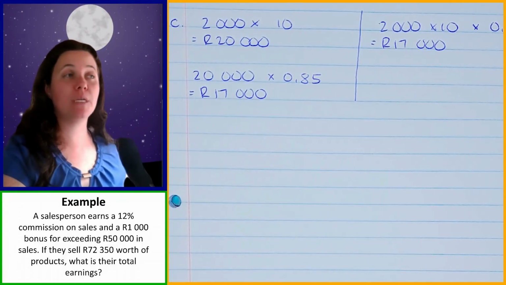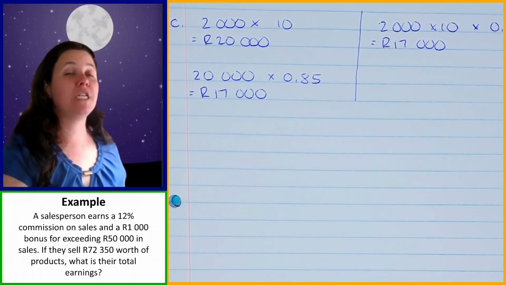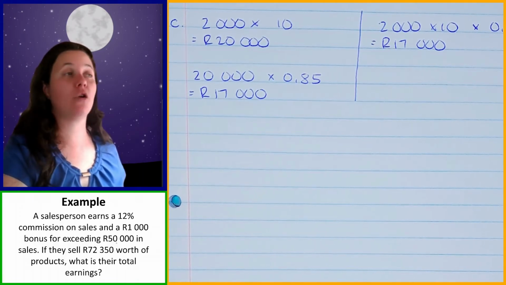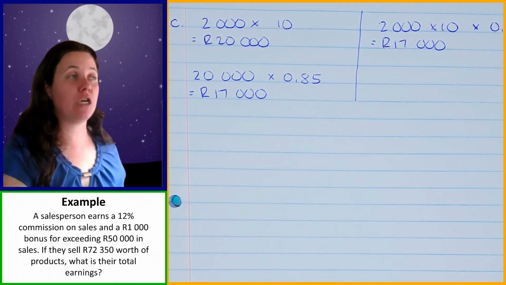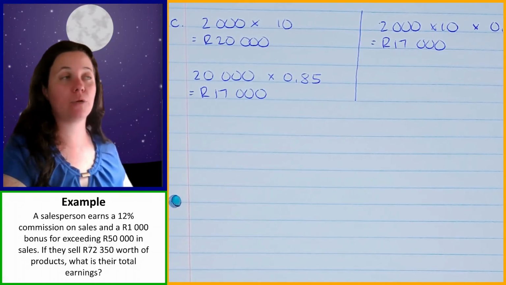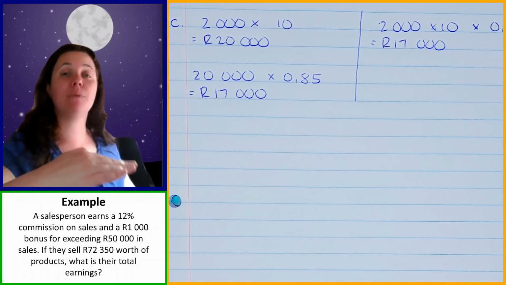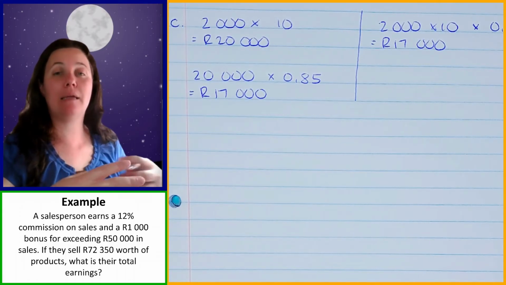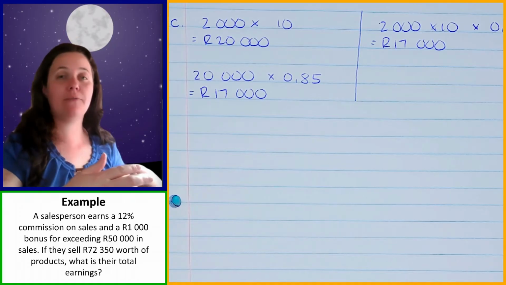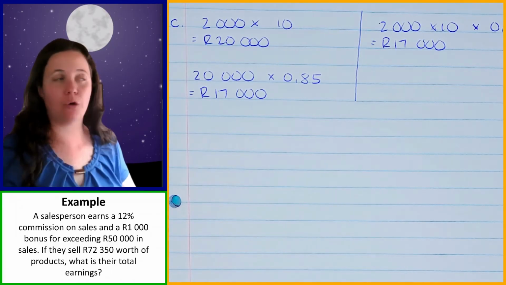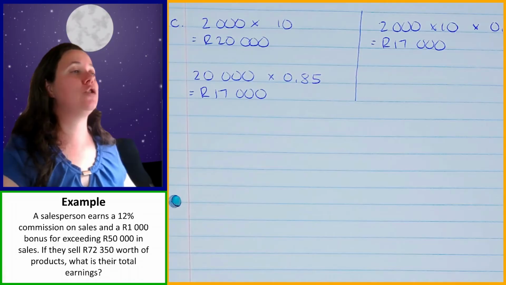There are lots of numbers that we have to look at. We need to look for the right number that we're working with. So it's 12% of a particular amount. It's not 12% of the 1,000. That 1,000 is the bonus, okay? It's not 12% of 50,000, because that 50,000 is the limit for which they can get that bonus. If they make less than 50,000 in sales, then they don't get the bonus. So the 50,000 is tied to the bonus.